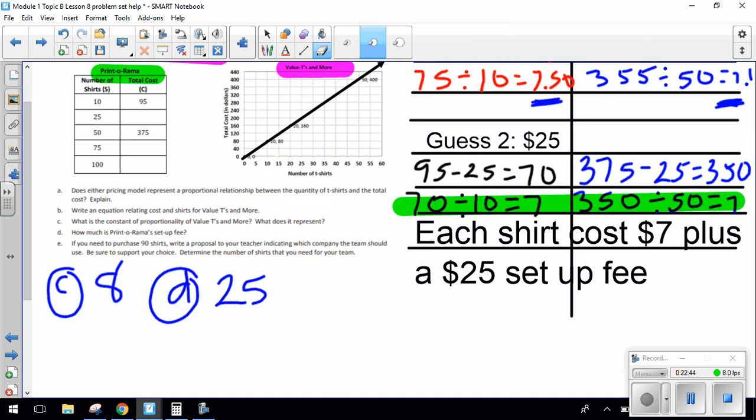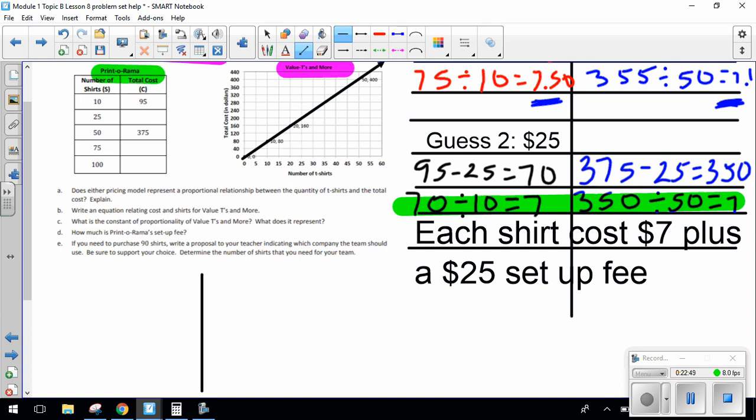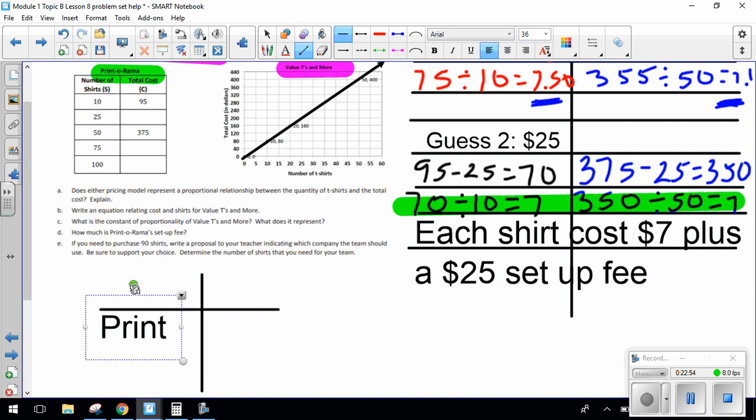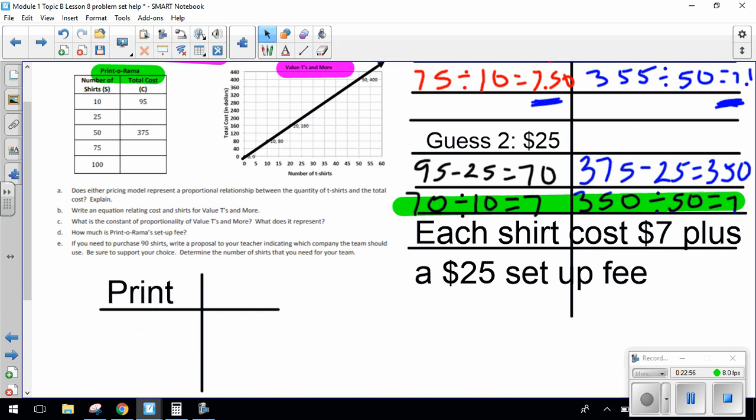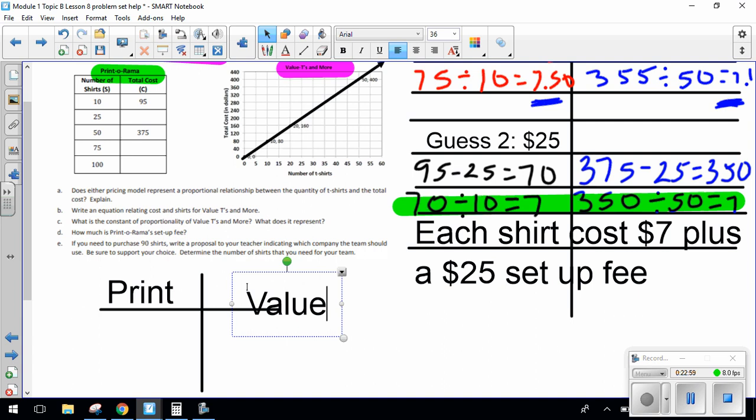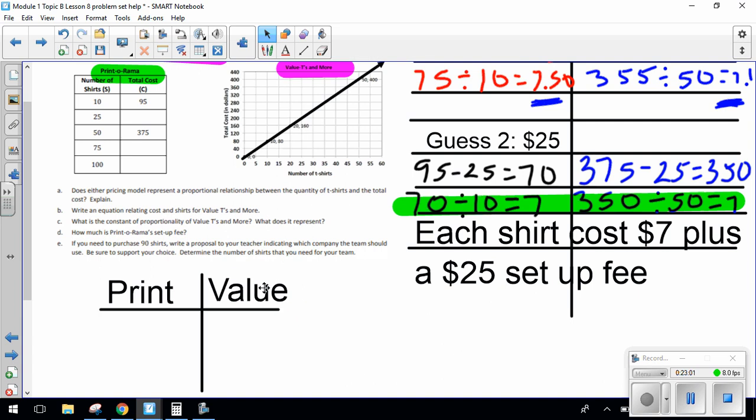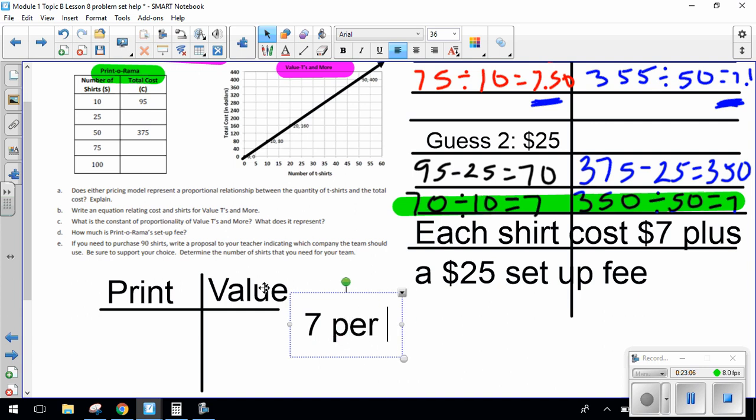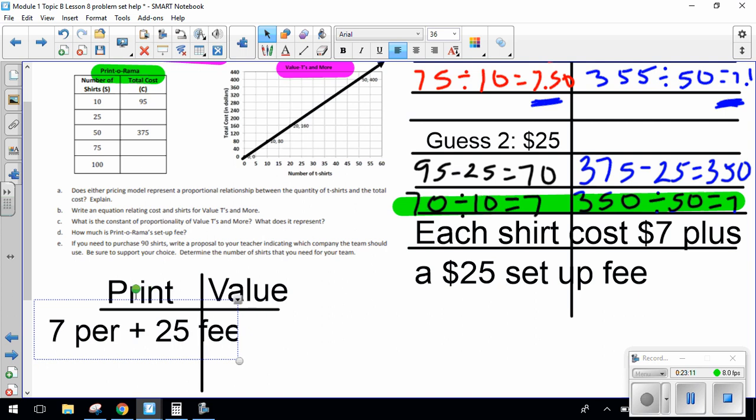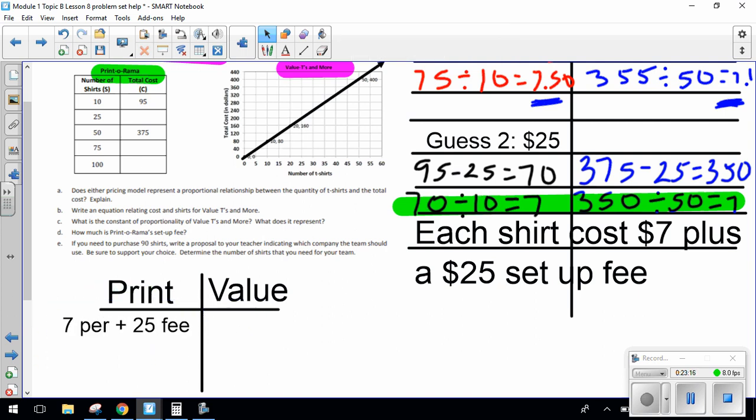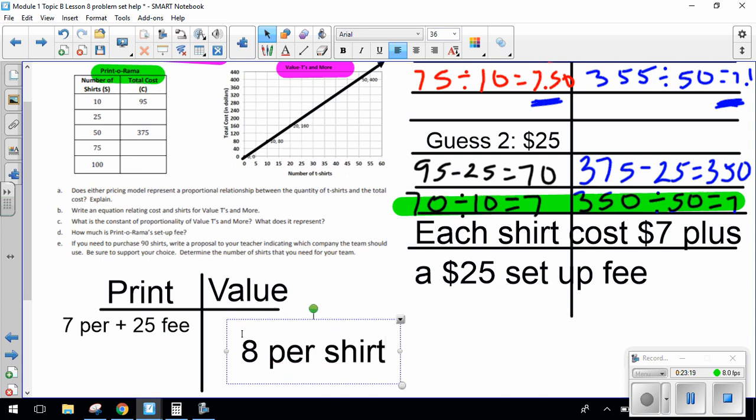And for letter E, we're going to make another table. This one's not going to be as cumbersome. So we have Print-O-Rama on one side. We have Value T on the other. So remember, for Print-O-Rama, it's $7 per shirt. Then we're going to add a $25 fee. And for Value T, we have $8 per shirt.